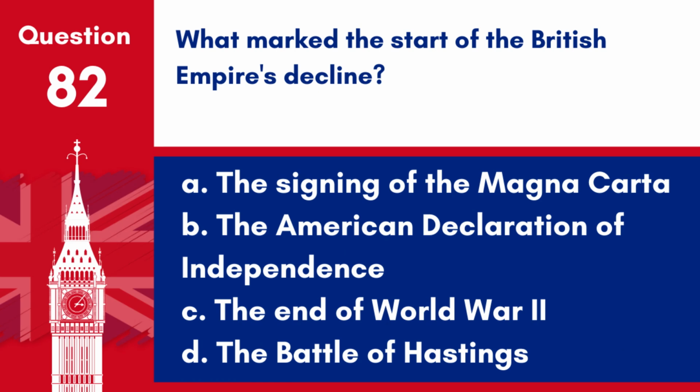Question 82. What marked the start of the British Empire's decline? A. The signing of the Magna Carta. B. The American Declaration of Independence. C. The end of World War II. D. The Battle of Hastings.